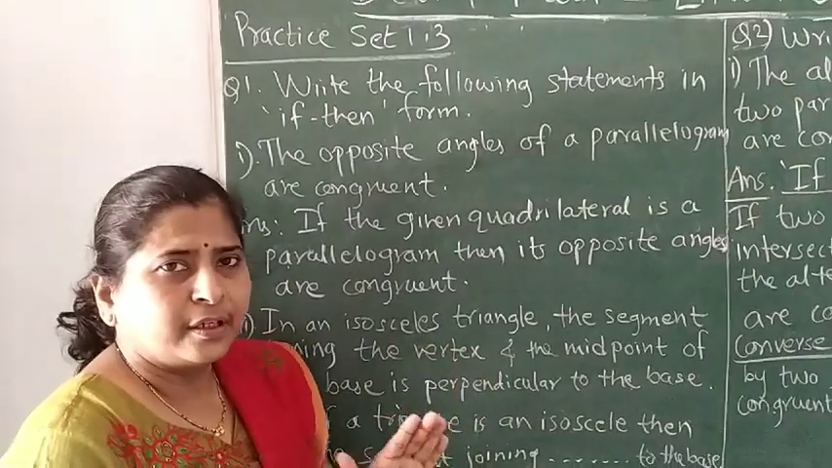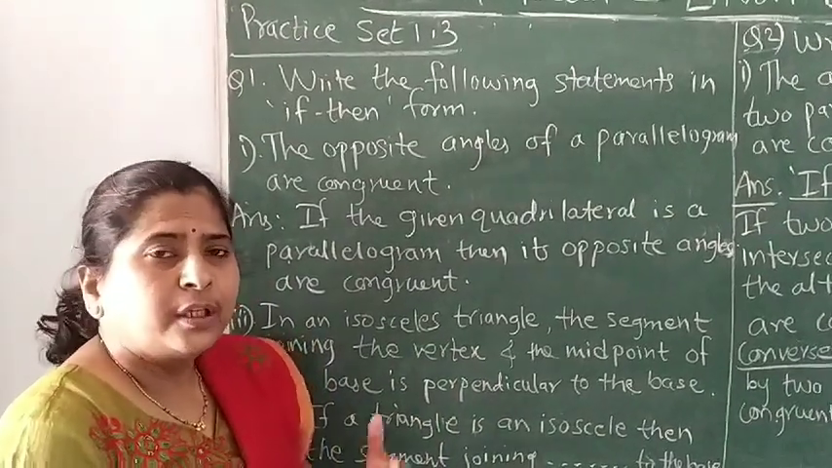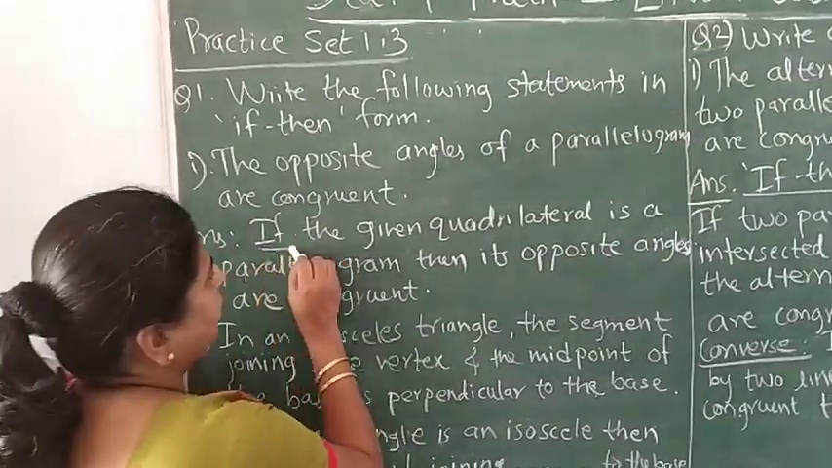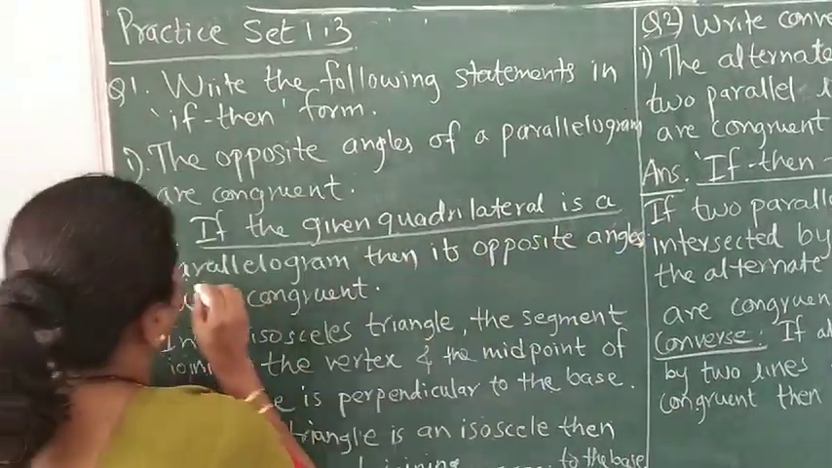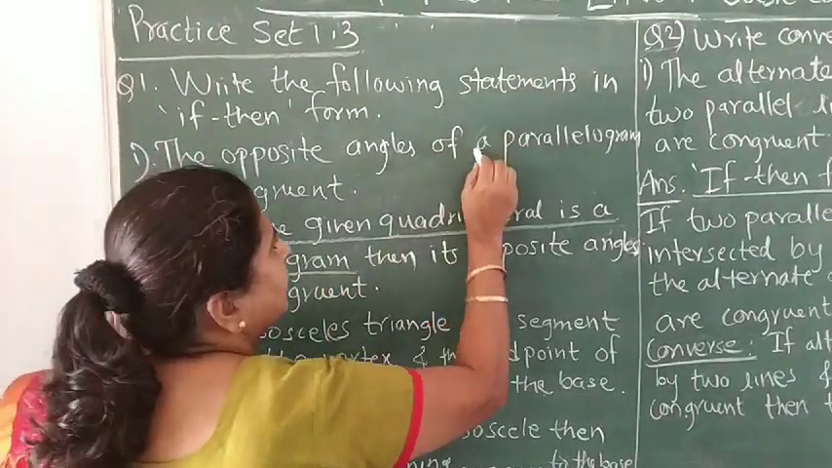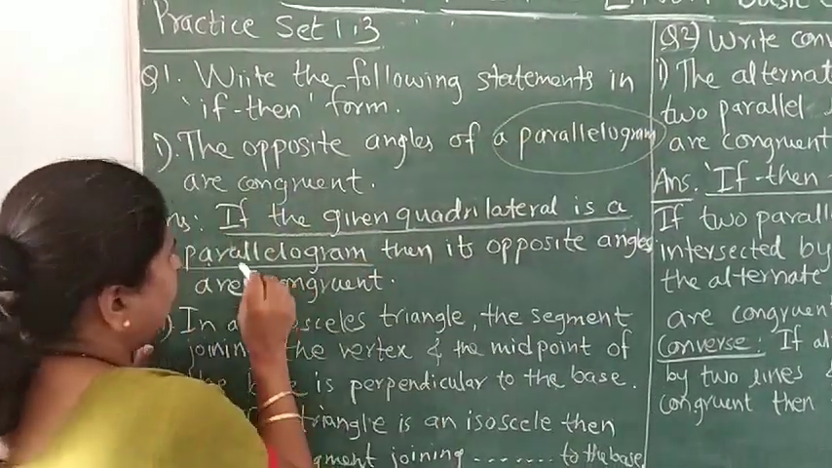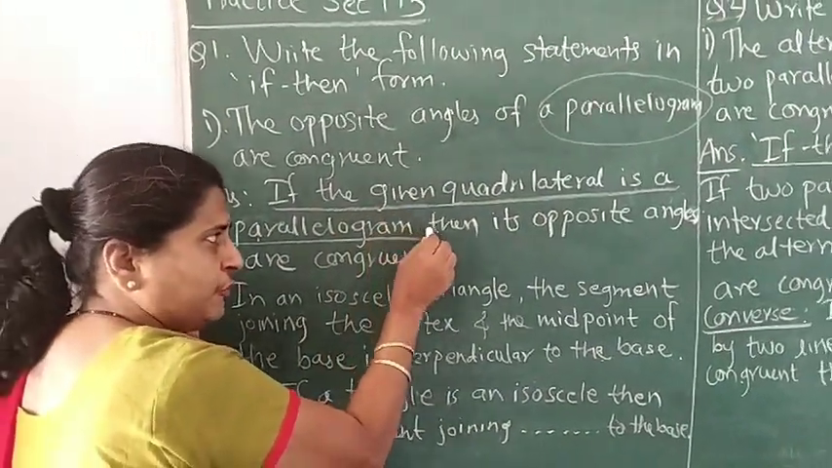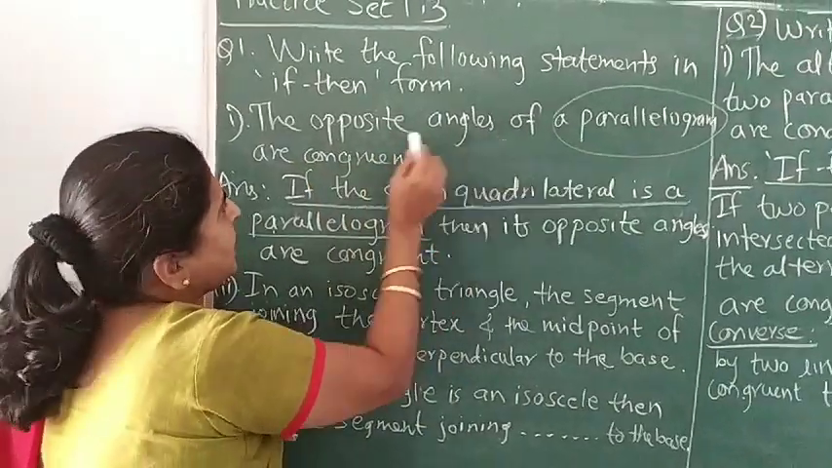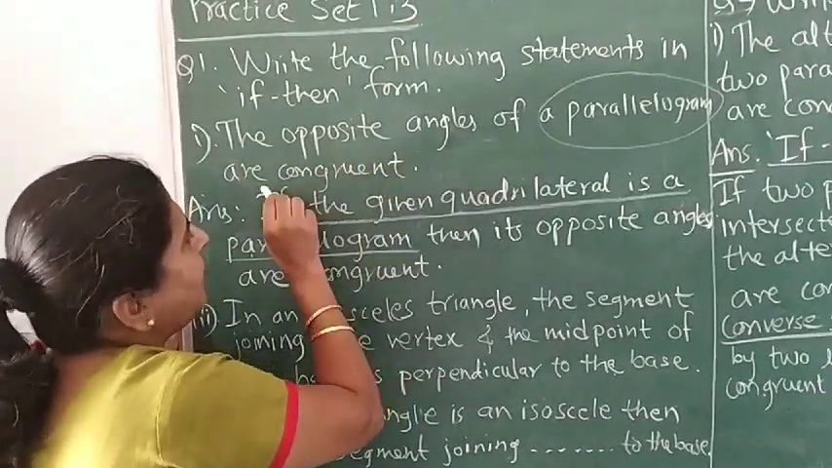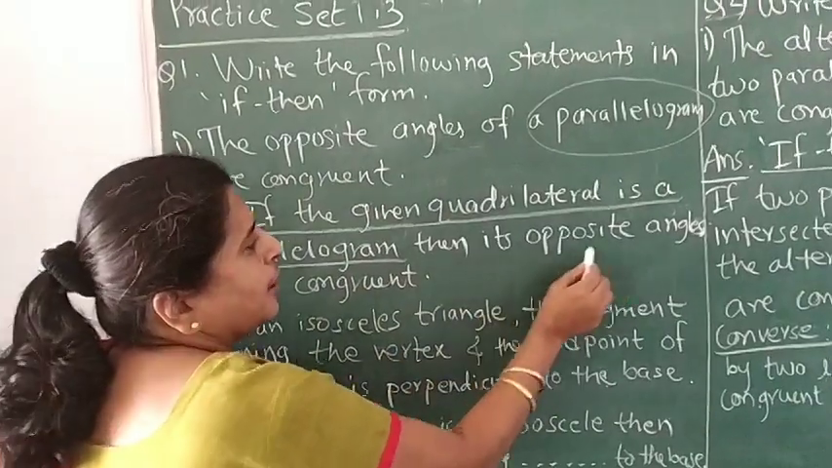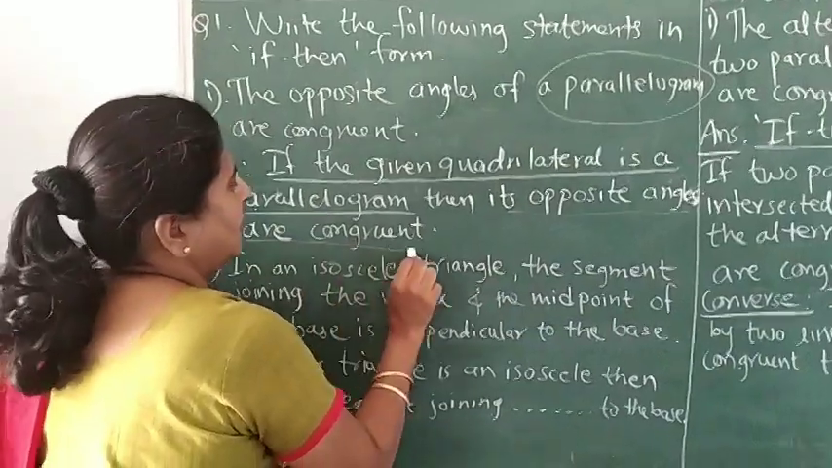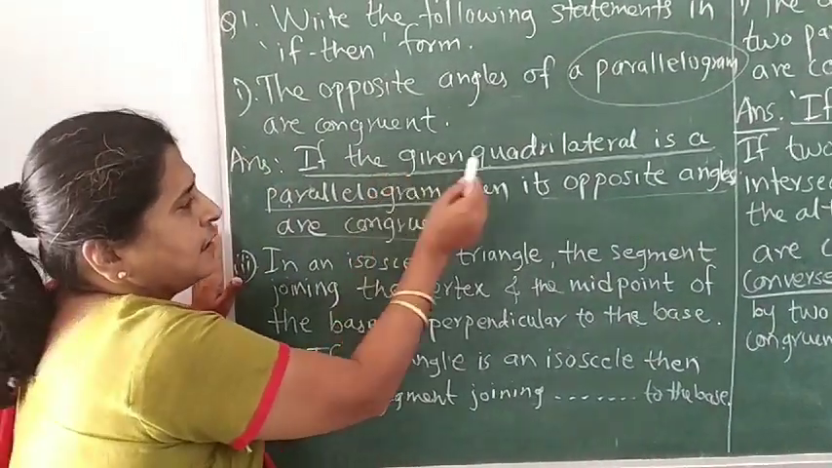So when we write the conditional statement in the if-then form, the condition coming after if should be: if the given quadrilateral is a parallelogram. From this word parallelogram, we are writing that if the given quadrilateral is a parallelogram, and this is fulfilled, then what? Its opposite angles are congruent. We have to copy this remaining part. So then its opposite angles are congruent. This will come as antecedent and consequent.